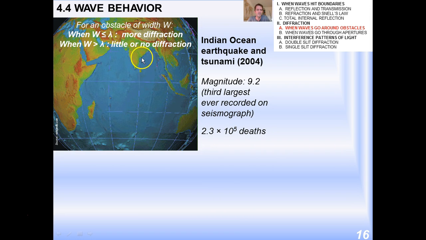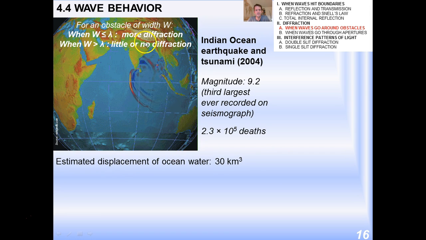People died in Thailand, Indonesia, India, Sri Lanka, Madagascar, the coast of Kenya. Lots and lots of people died, okay? So let's talk a little bit about the physics of this. Now, if you look at this computer generation of the wave as it goes across the Indian Ocean, you can see that the wave actually spreads out when it reaches certain spots. Well, those certain spots are islands, and it turns out that those islands were on the order of the same size as the wavelength. So what happened was those waves diffracted around those islands.